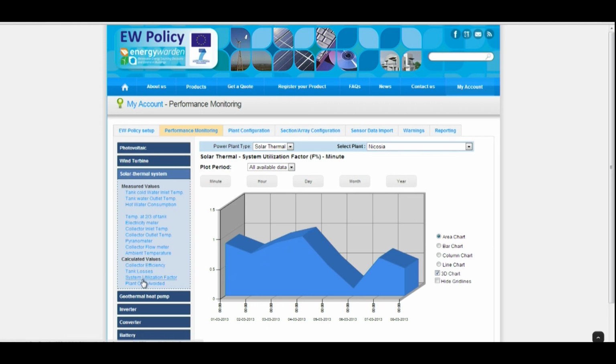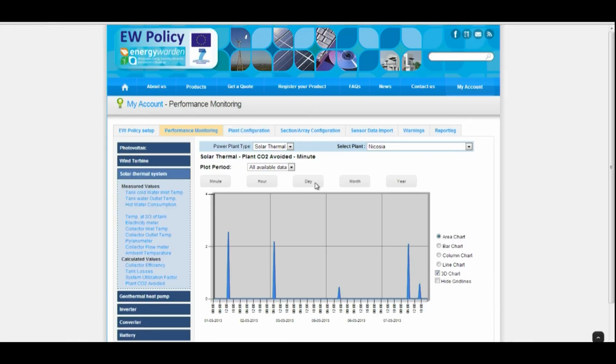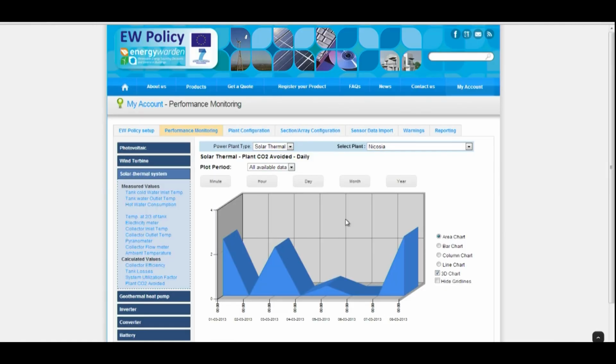Finally, the carbon emission savings from the useful solar energy can be plotted. By pressing the reporting button, a full report of the results can be printed.